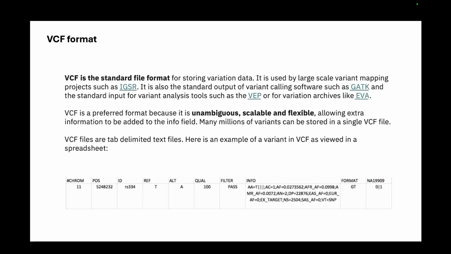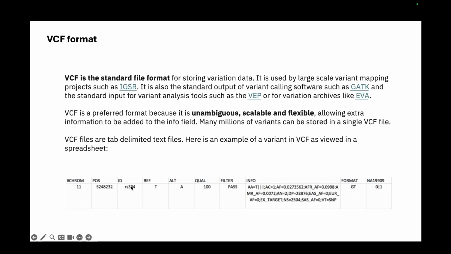But yeah, the important part is seeing the variations and listing the variations, and that part is pretty straightforward. It's a tab delimited file, right? So in the first column you have the chromosome. Next you have the base pair position.